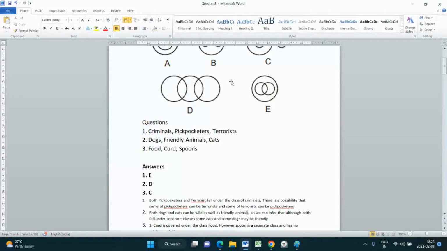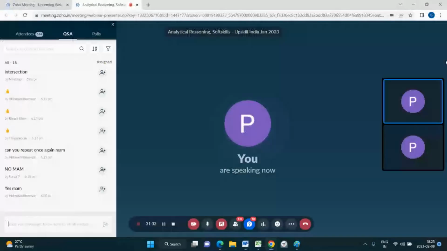Any doubt? Vishnu Vaitishwaran. Any doubt on this? Surya, Nivedita. How to identify the pattern of the Venn diagram?